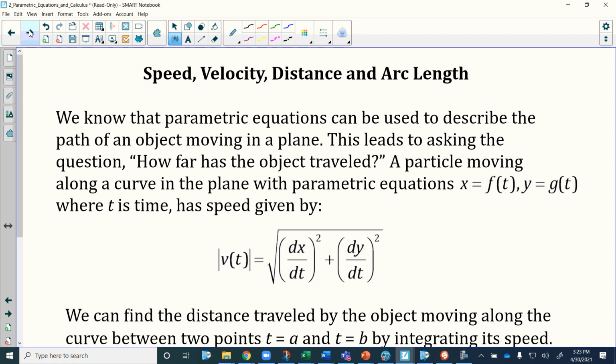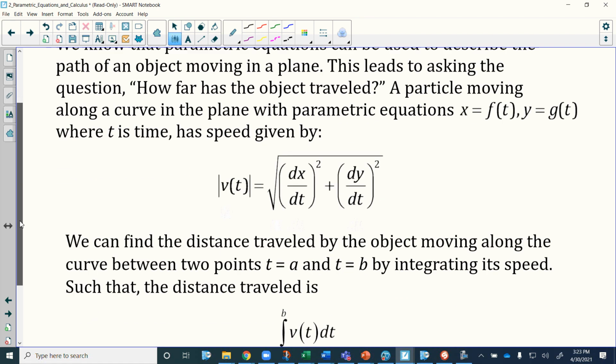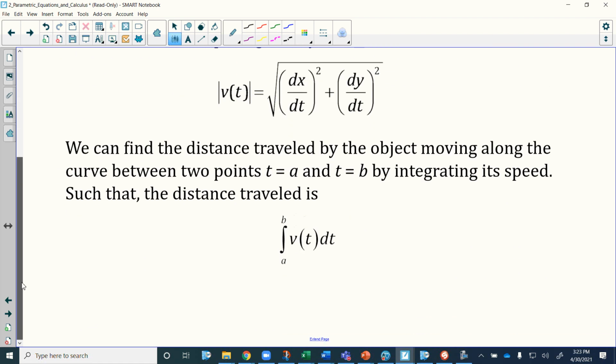The absolute value of the velocity is going to be the square root of dx/dt squared plus dy/dt squared. It should look very familiar, that type of formula. That's how we are going to determine the velocity. We can find the distance that that object can move by taking the integral of that velocity function. So we can think of this as kind of the average rate of change, and this we can think of as the instantaneous rate of change.